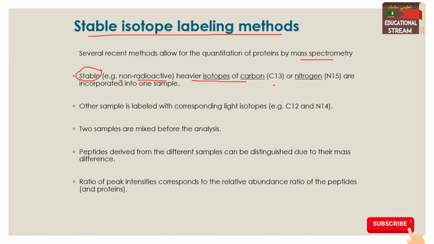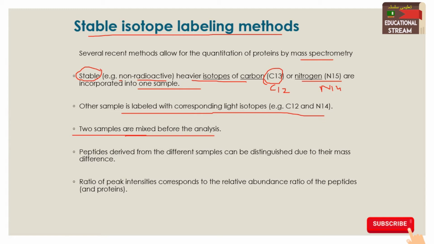For instance, the normal element is C12, and we use the heavier isotope of carbon, which is C13, and nitrogen N15, while normally it is N14. So we incorporate these heavier isotopes into one sample, while the other sample is labeled with the lighter isotope. In the other case, we are using the normal isotopes, which are C12 and N14. Then the two samples are mixed before carrying out the analysis, and now the mixture contains all the proteins in which the heavier as well as the lighter isotope have been incorporated.